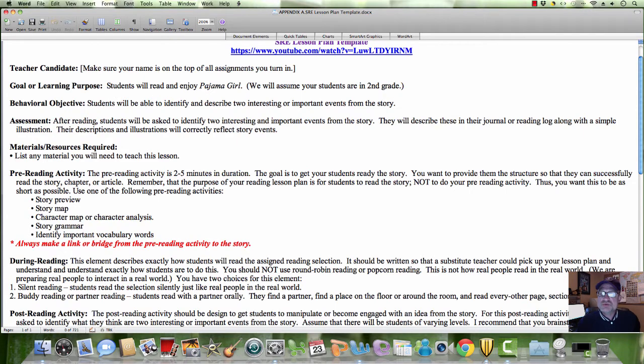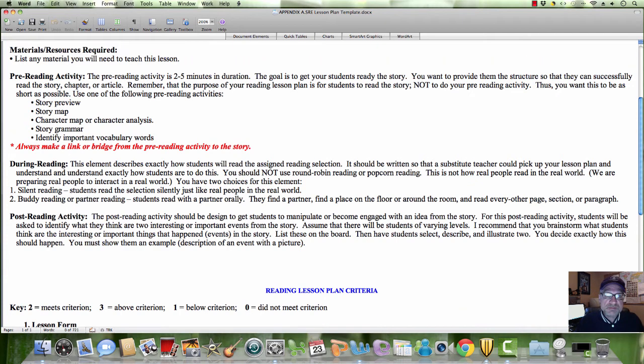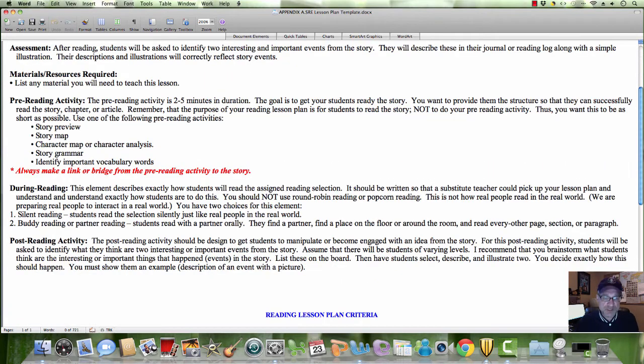And let's look back. Students are about in 2nd grade, all right? So it has to be very basic and concrete. Most students tend to go over the top when they're first planning lesson plans, so keep it at that 2nd grade level, all right? And it's open-ended for you as well as far as how you want to design this. So open-ended for students, they decide which events they think are interesting or important. Remember our goal, our objective, students will be able to identify and describe 2 interesting or important events from the story. So everything that follows should help students achieve that behavioral objective.